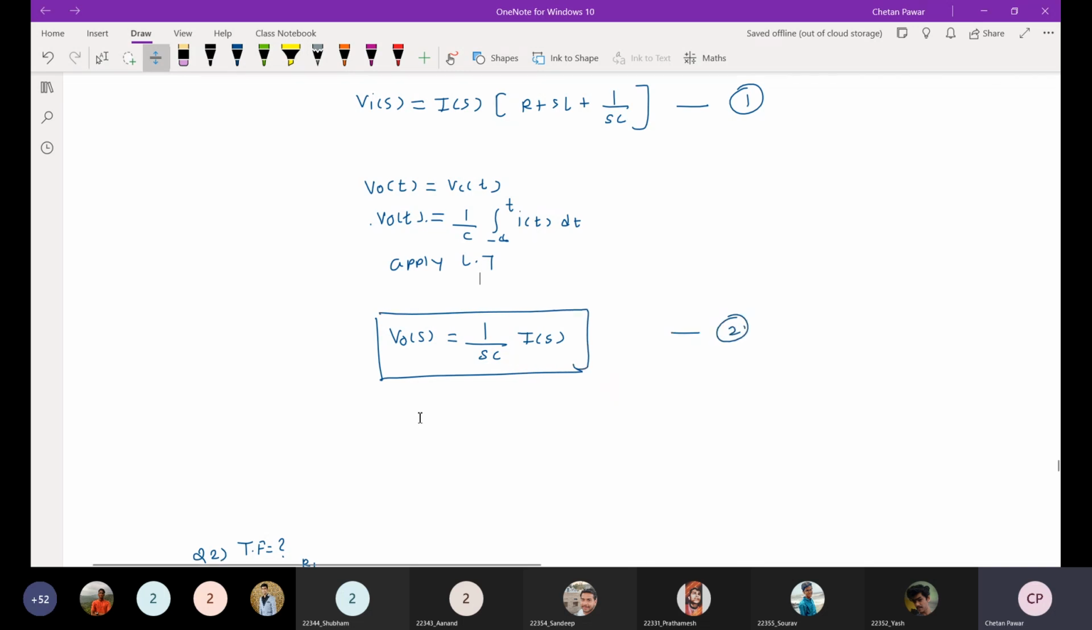So I will put the I of S value from equation 2 into equation 1. That will be Vi of S equals V naught of S into SC, times R plus SL plus 1 upon SC.